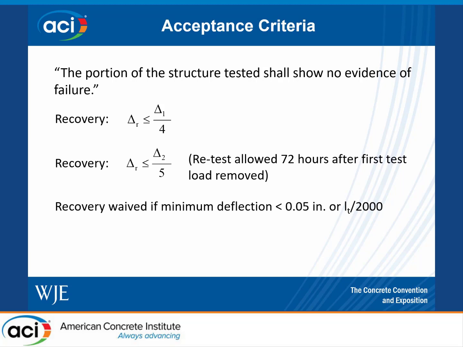If you have a very stiff structure, the measured deflections may be close to the accuracy of your ability to measure those deflections, so they switch to the minimum deflection requirements here. And you do not have to satisfy the rebound requirements in that case.